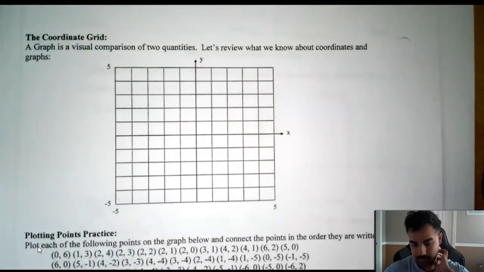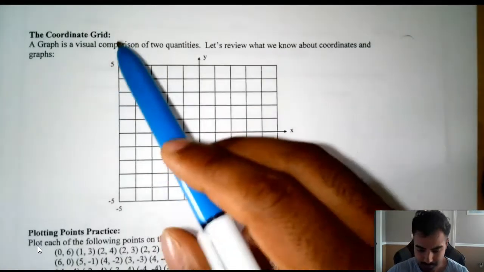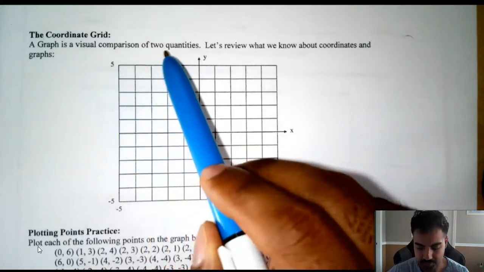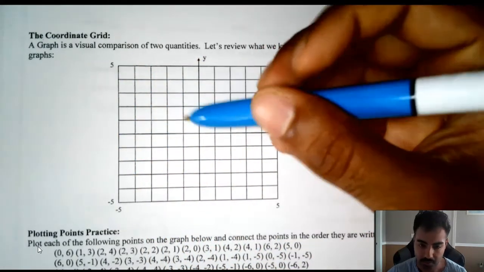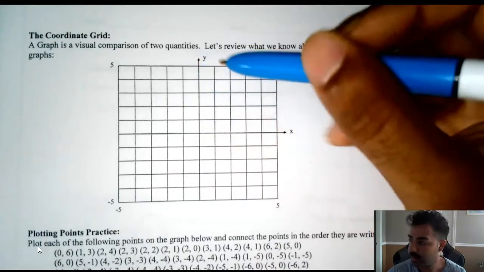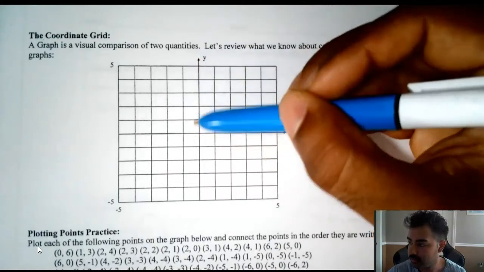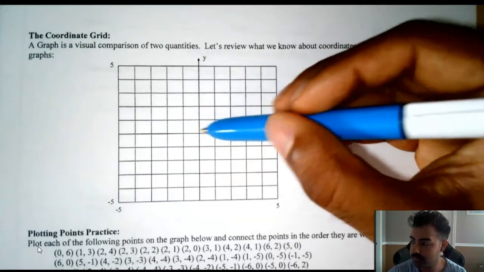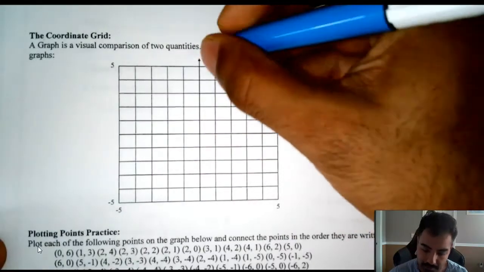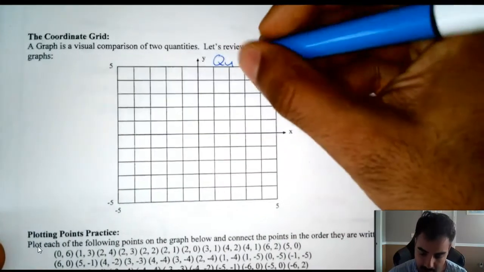Okay, so next page of 5.0. The graph is a visual comparison of two quantities. So let's review what we know about coordinates and graphs. First of all, the graphs are divided into 4 quadrants: Quadrant 1, Quadrant 2, Quadrant 3 in the bottom left, and Quadrant 4. So I'll label that right now.